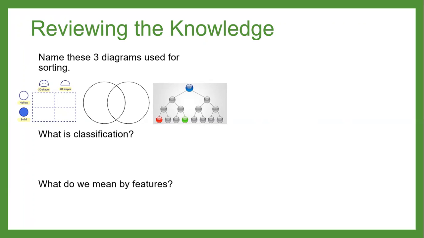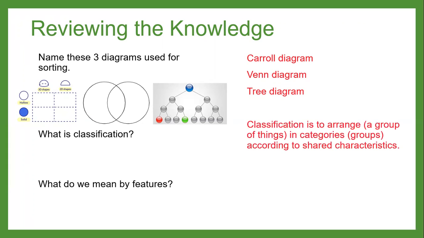Fantastic. Welcome back. Let's see if we can go through the answers. Name the 3 diagrams used for sorting. We've got a carroll diagram. This is the first one. The Venn diagram is the middle one, and the tree diagram is the right diagram. Question 2. What is classification? Classification is to arrange a group of things into categories or groups according to shared characteristics. And what do we mean by features? A feature is a distinctive attribute or aspect to something.